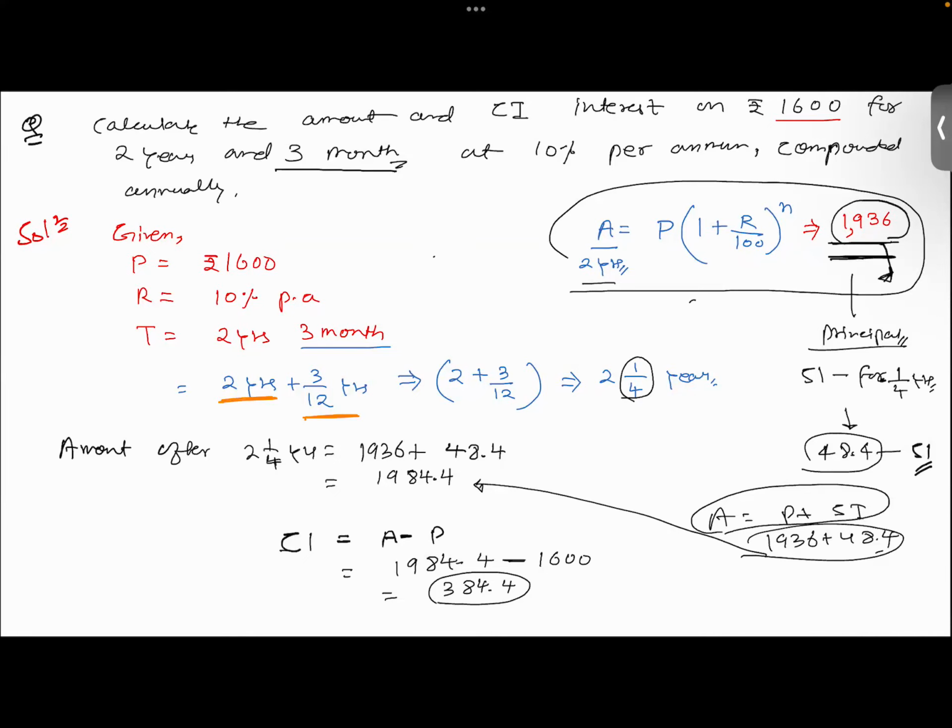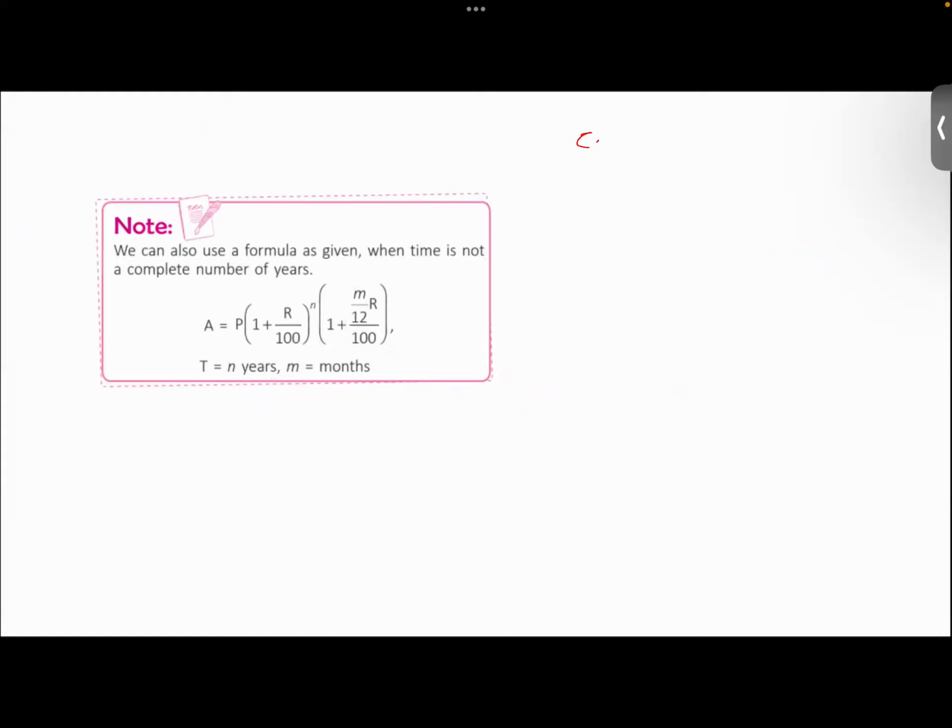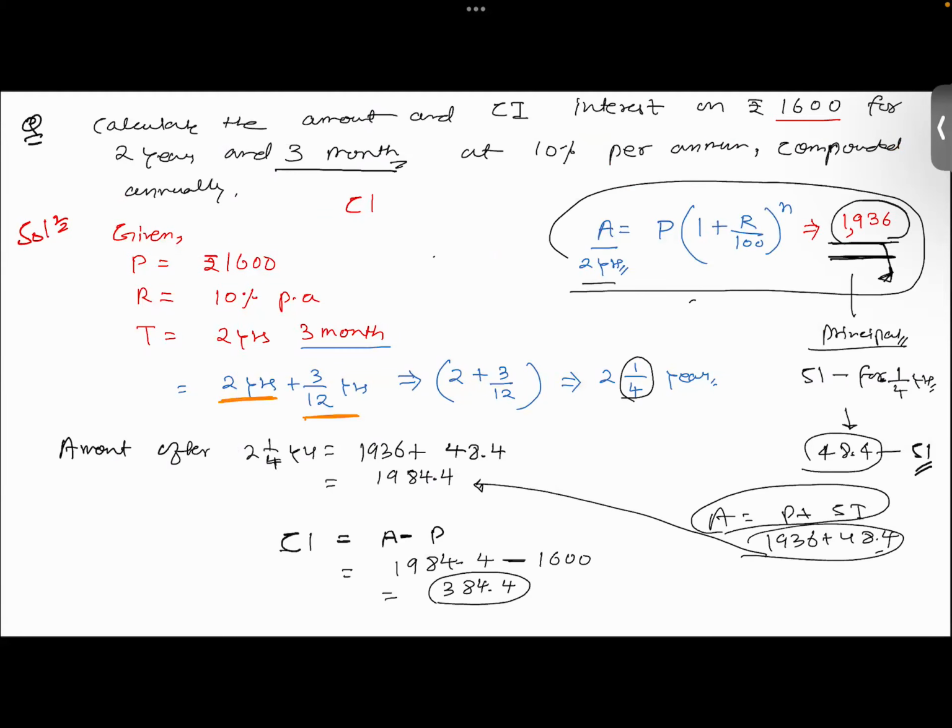So look, compound interest is always calculated annually. Remember this thing always. Compound interest is always calculated annually. Right. So in this question, the annual years were two. There were 2 years, right? But how do you calculate the interest for 3 months? Since compound interest is calculated on annual basis. Ahmed and Arhan, how do you calculate interest for 3 months?